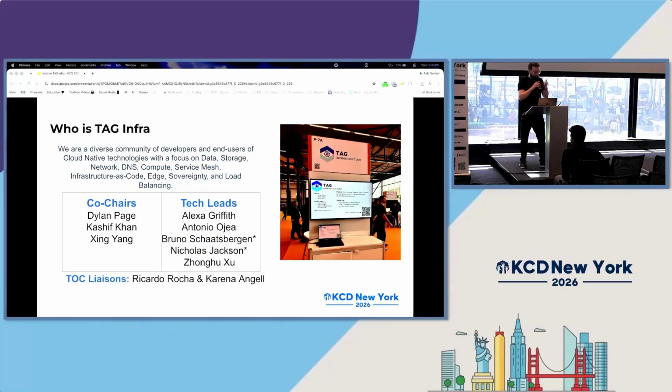So, who is TAG Infra? The TAG Infrastructure leadership is made up of various countries and companies across the world. We primarily focus on storage, network, data, DNS, compute, service mesh, sovereignty, infrastructure as code, load balancing, and edge.